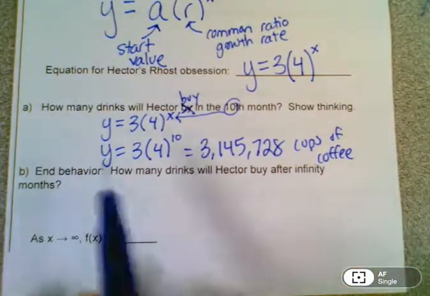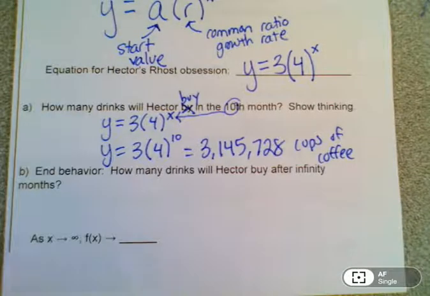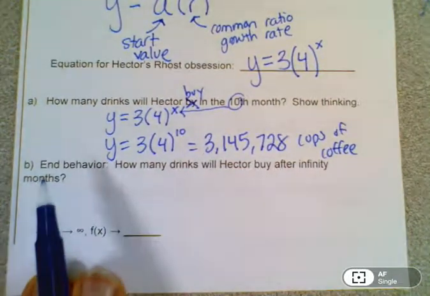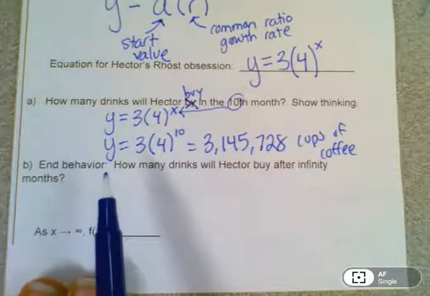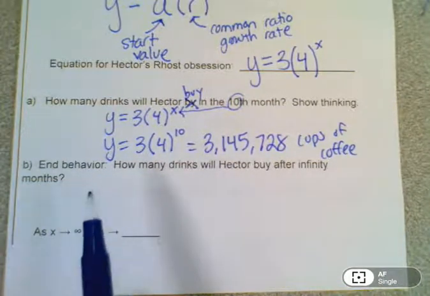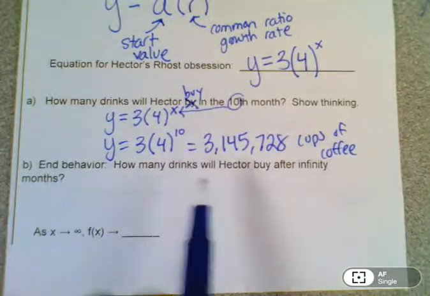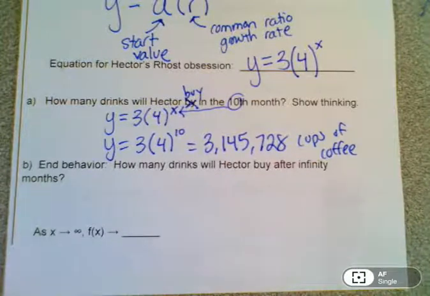So this is a much easier way of figuring out what's going to happen in the future than continuing to go times 4, times 4, times 4, times 4, times 4. Now, there's this end behavior stuff. The end behavior means what happens basically if this goes on forever, right? How many drinks will Hector buy after infinity months? If this continues forever, then how many drinks will Hector end up buying?